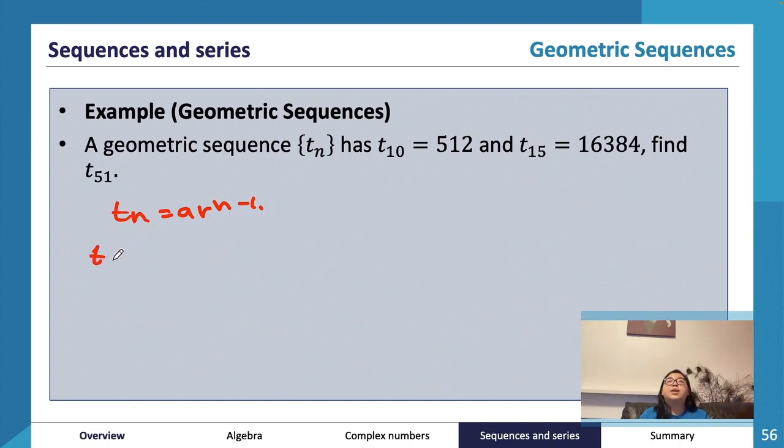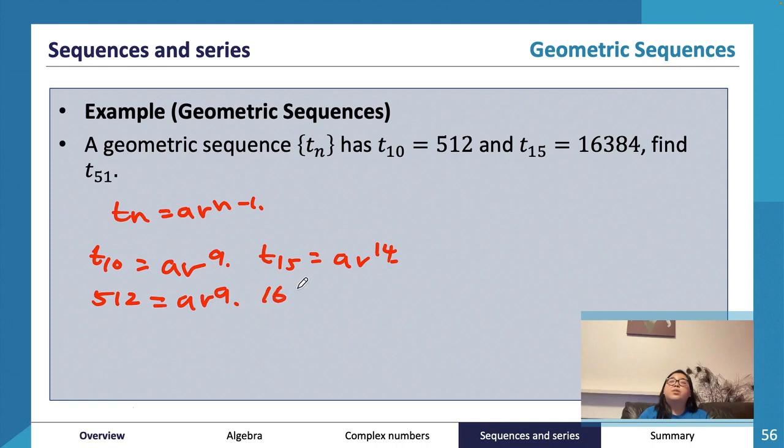So if we sub in T10, that's going to give us A times R to the power of 9, right? And that's 512 is going to be equivalent to A R to the power of 9. If we sub in T15, that's going to be A R to the power of 14. So we'll get that 16384 is equivalent to A R to the power of 14. Now, we have equation 1 and equation 2, and what we can do is just try to get rid of the A's, so we can try and divide 1 by 2.